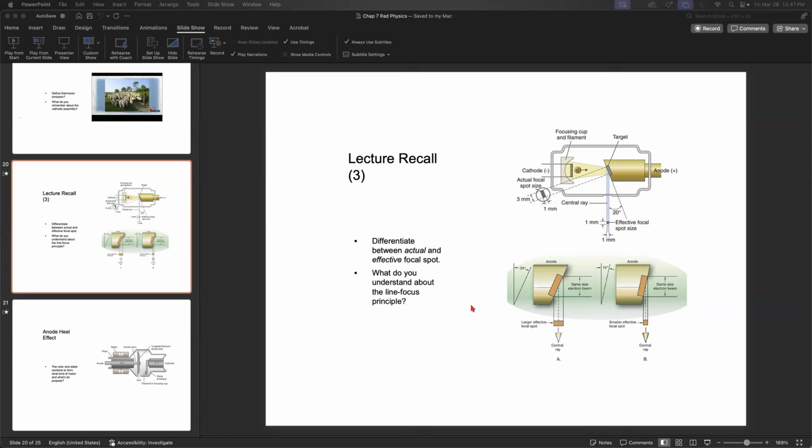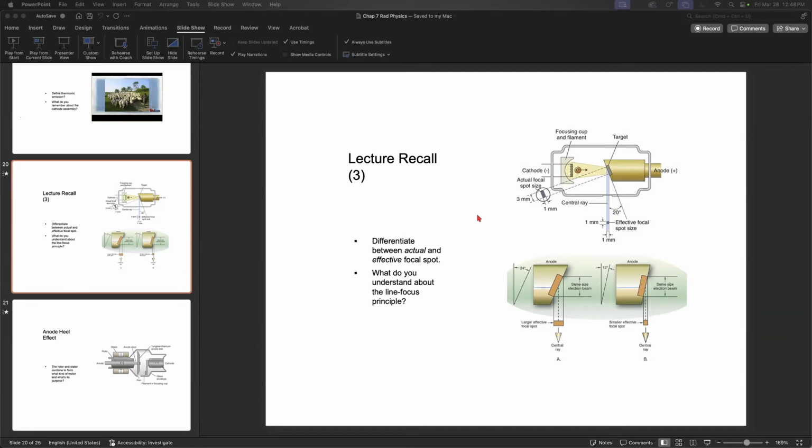Which of these is stationary and which of these is spinning? Chris Garcia, what do you got for me? Which part of the induction motor is stationary, which part is spinning? The stationary part would be the stator, and the spinning would be the rotor. Fantastic.